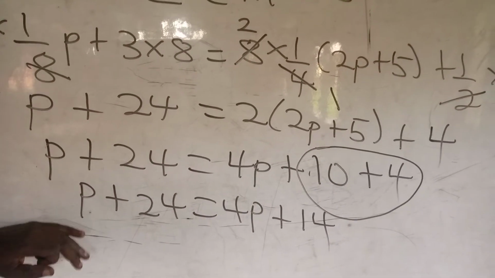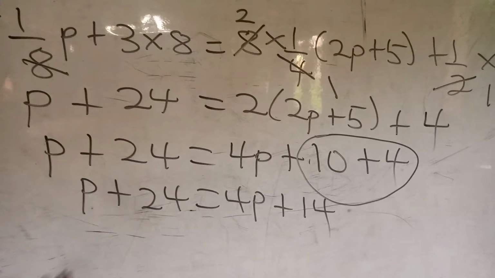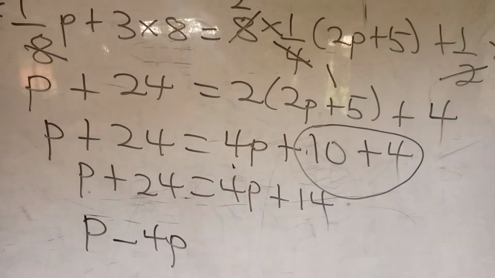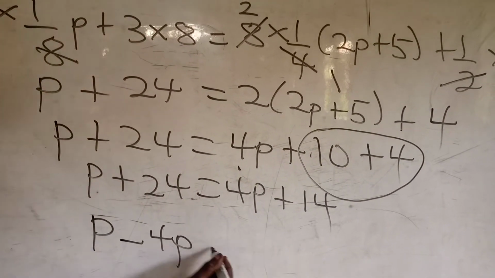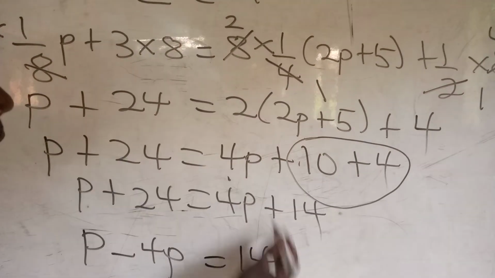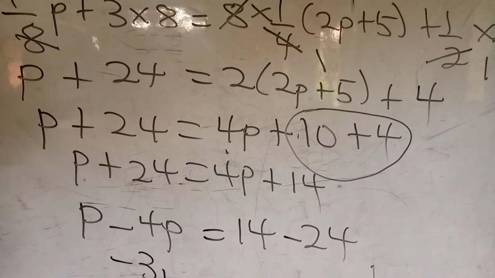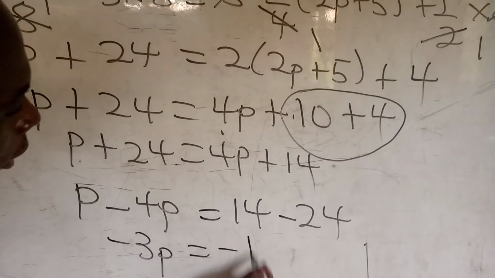At this stage, we group our like terms. It becomes p minus 4p, because if a positive crosses the equal sign, it becomes negative. It's equal to 14 minus 24. So negative 3p is equal to negative 10.